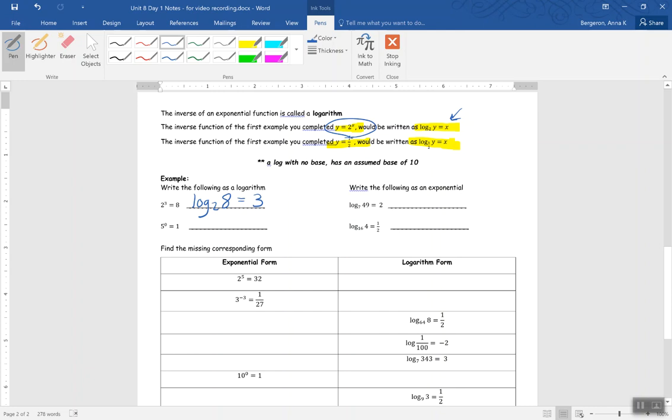Then we're going to do this one. 5 to the 0 power equals 1 would be log. Our base stays the same. The 5 was our base, so it's log base 5 of 1 equals our exponent, which is 0.